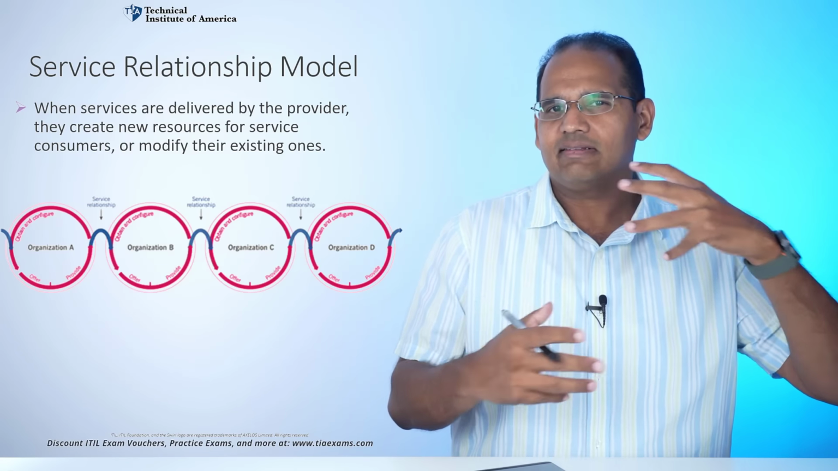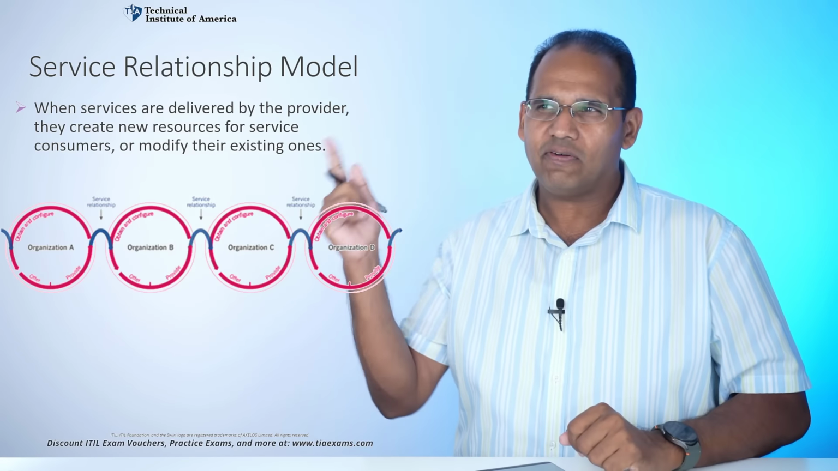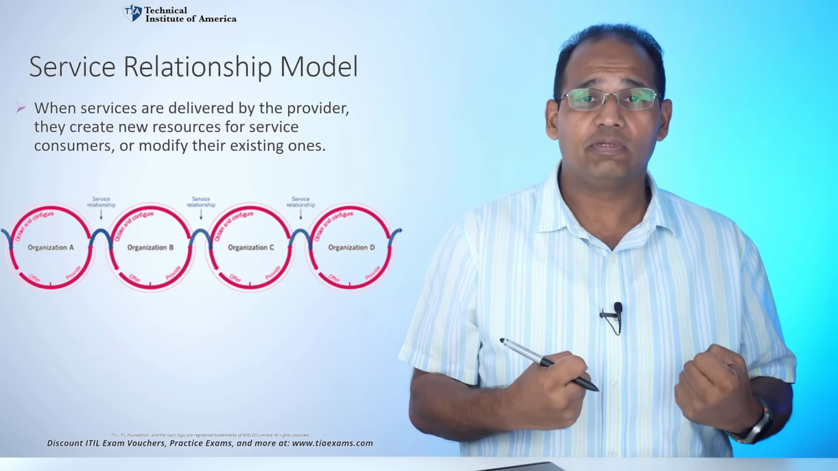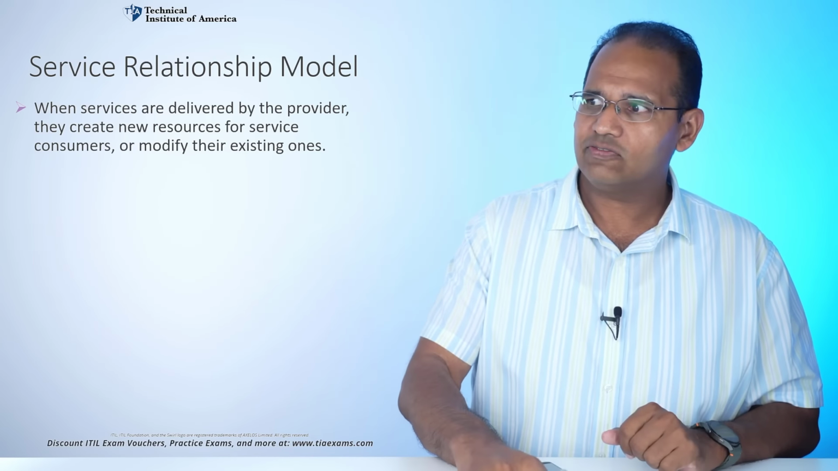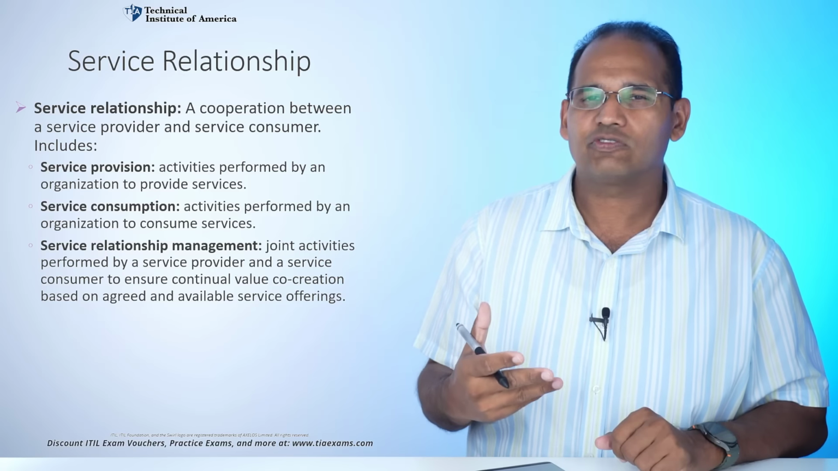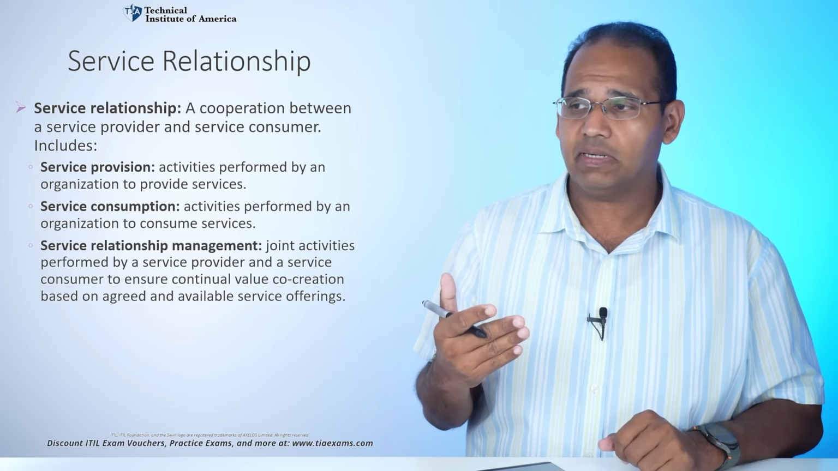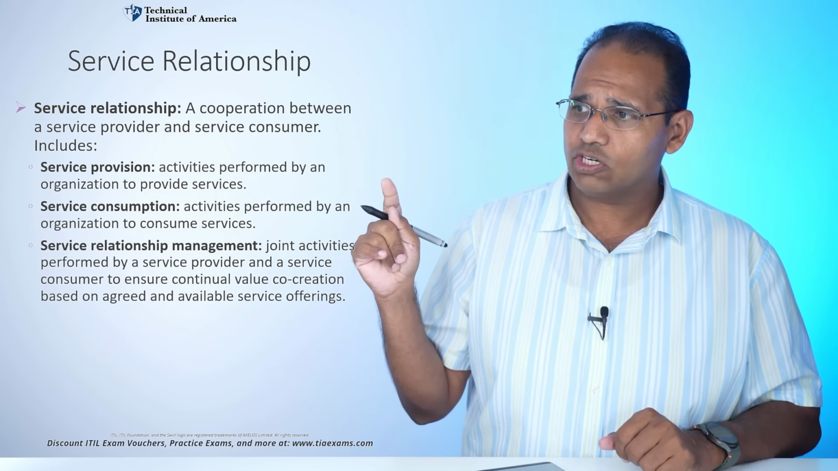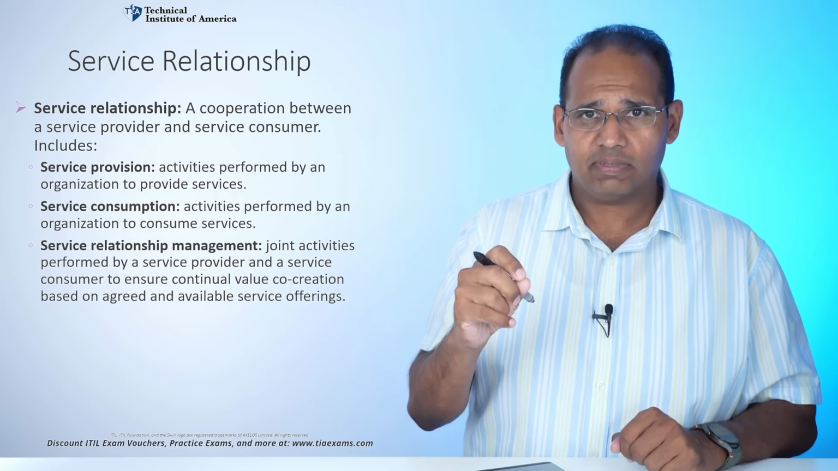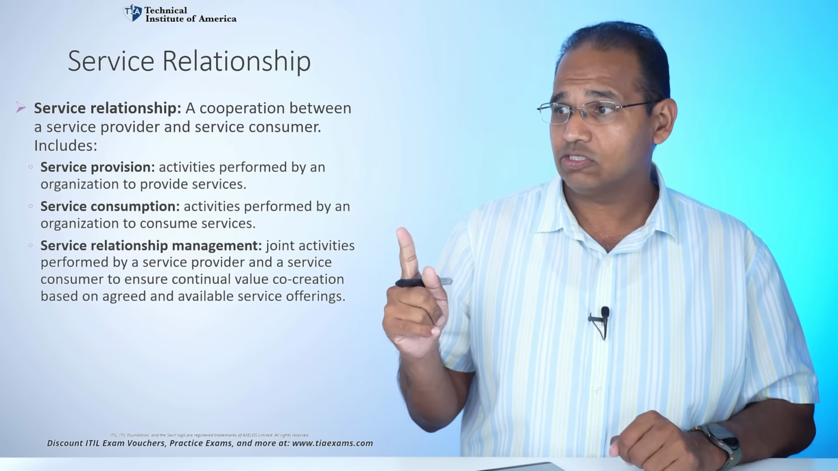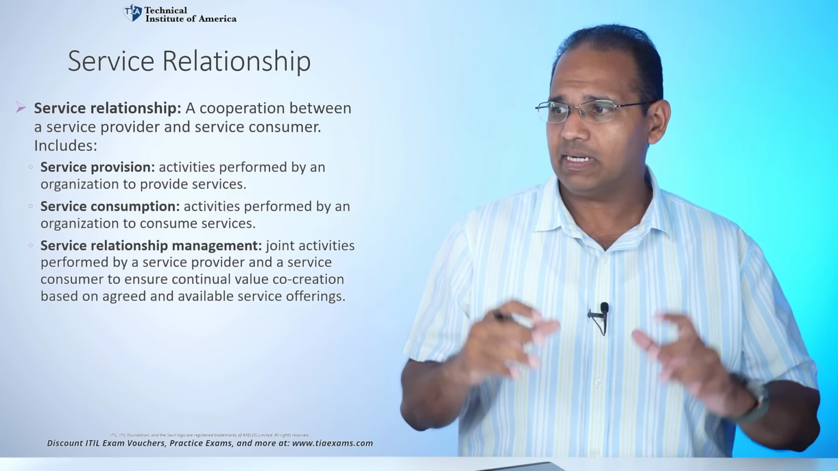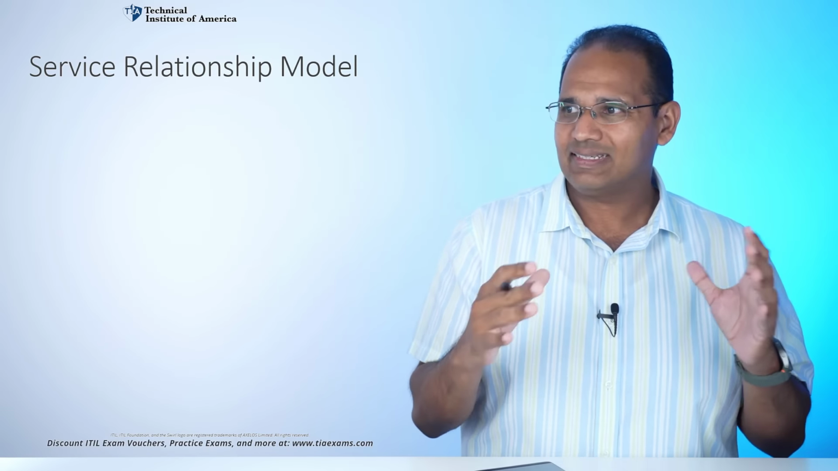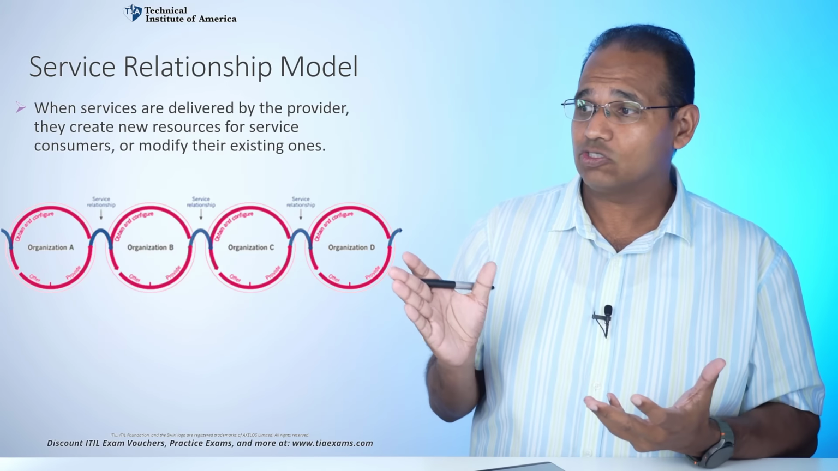So it's not a single thing. Not only are we providing services, but we're also consuming services to provide service to others. That's the way you see that. So this falls under the concept of what's called a service relationship and a service relationship model. Service provision is activities performed by an organization. The consumption of the service is us utilizing it. And this whole relationship model is where we're all working together to jointly provide services to different businesses out there.